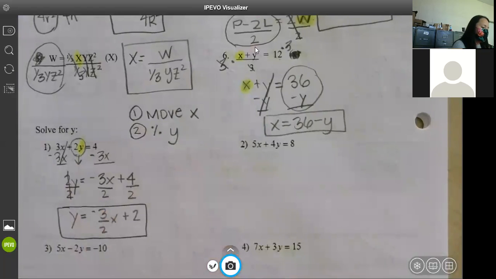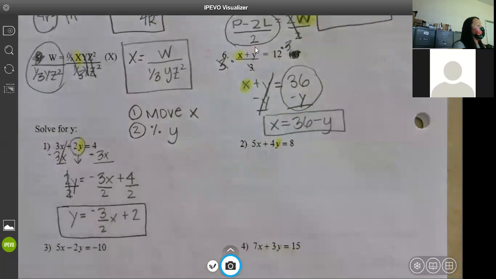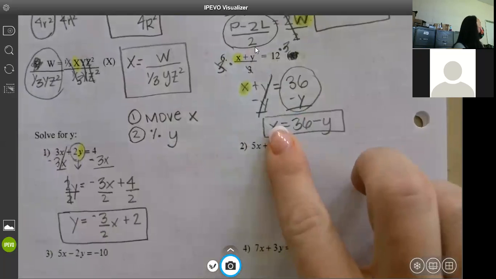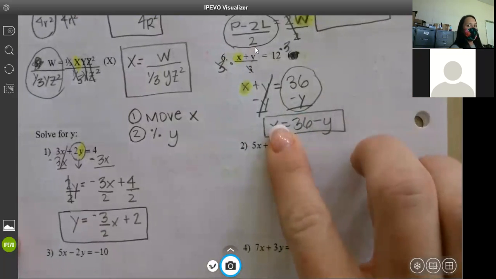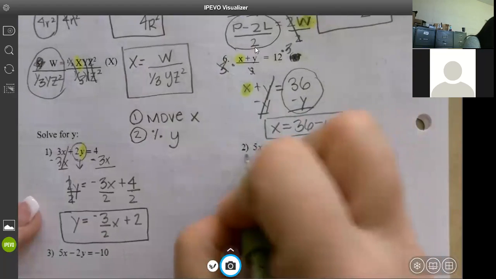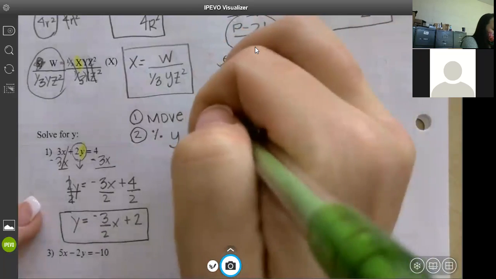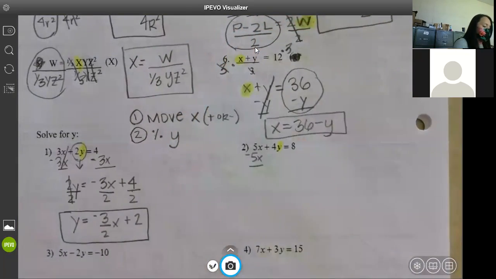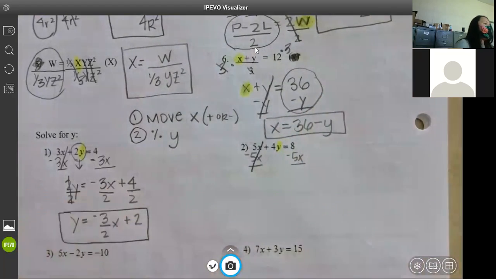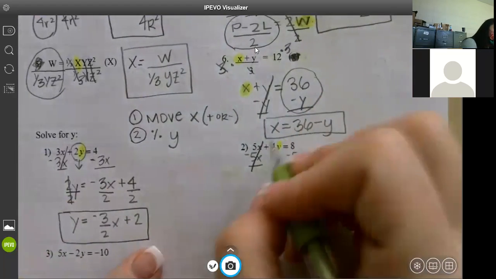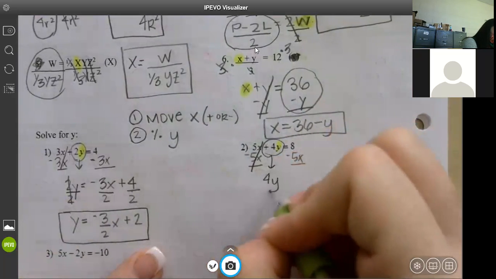So number 2, we're going to try to solve for this y right here. What's on the same side but not with it? The x. You guys see how it's always move x first. So how do we move a positive 5x? Minus 5x. And remember, that's always going to be a plus or a minus. What I do to one side, I do to the other. This one is a positive 4y, so I'm just bringing down that 4y.